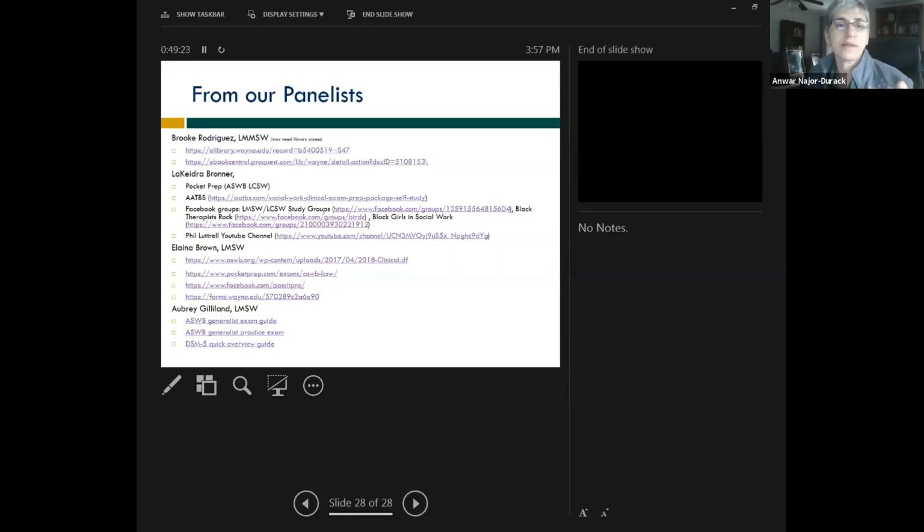This is the slide where I asked each panelist to send me what resources they use, and these are links to those resources. We'll send this out to everybody. Some of these are from the library, and I know Brooks requires that you have access to a library. These are from Wayne State, but some of you might have access at other libraries, and with interlibrary loan you can sometimes get these. Some of these are free and some may not be, so just be mindful of that.